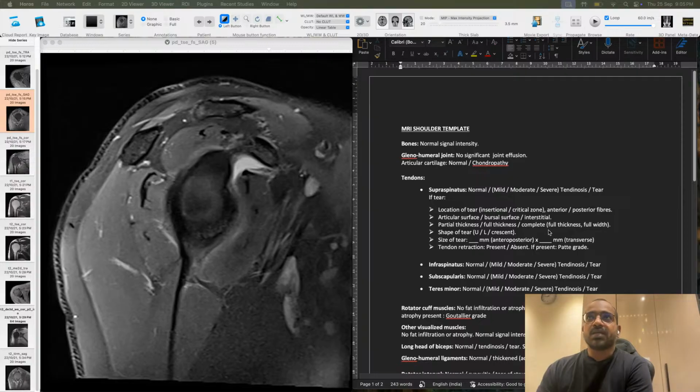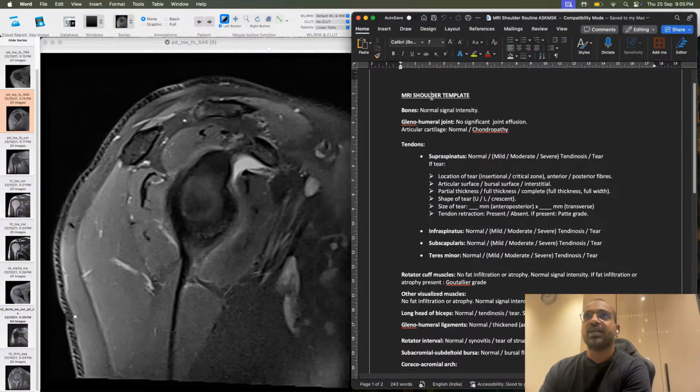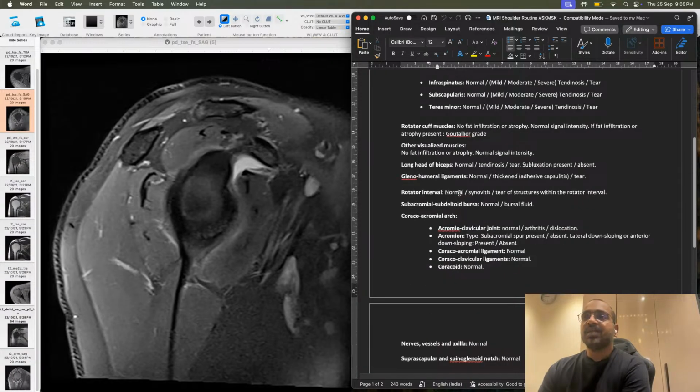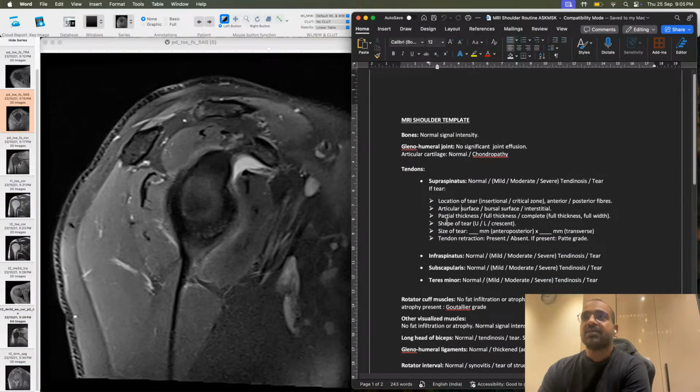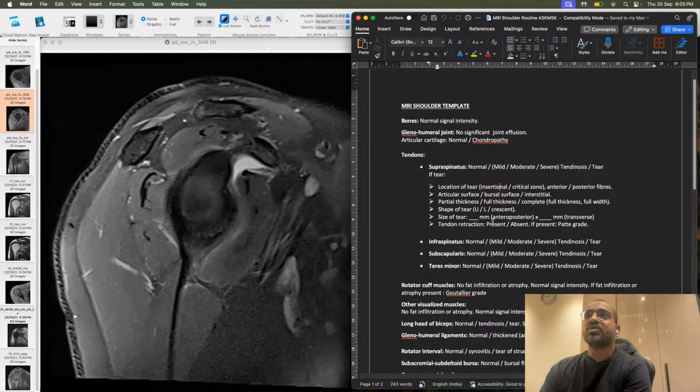So usually I use this structured template. This is the structured template I'm showing here. This is a shoulder template. It will be a bit painful initially to start with this template because it will be extensive. We need to remove each and every point. Like if I say supraspinatus is normal, then I need to remove all these things line by line. But the thing is, we will not be missing most of the pathologies if we are using a structured template.